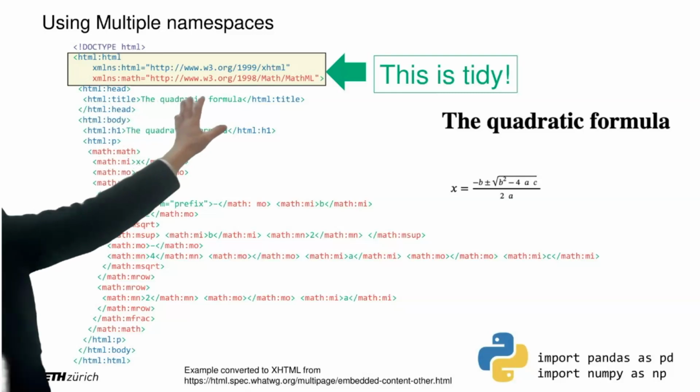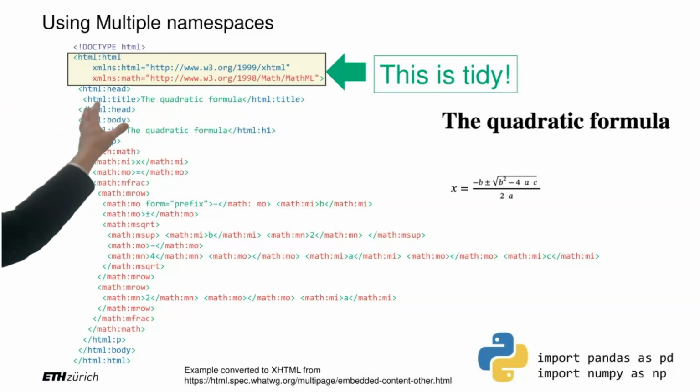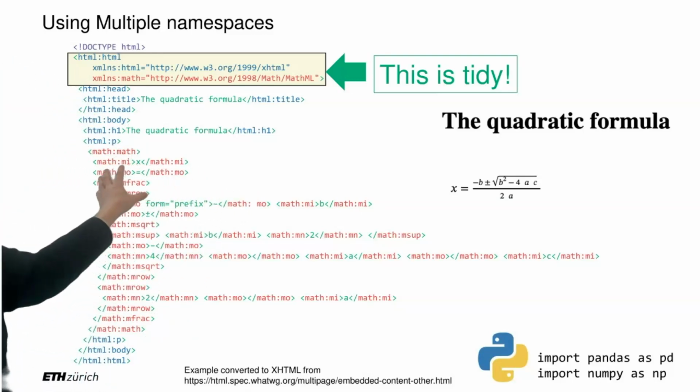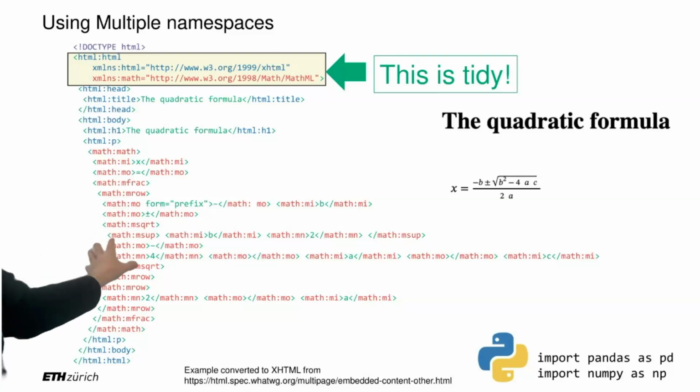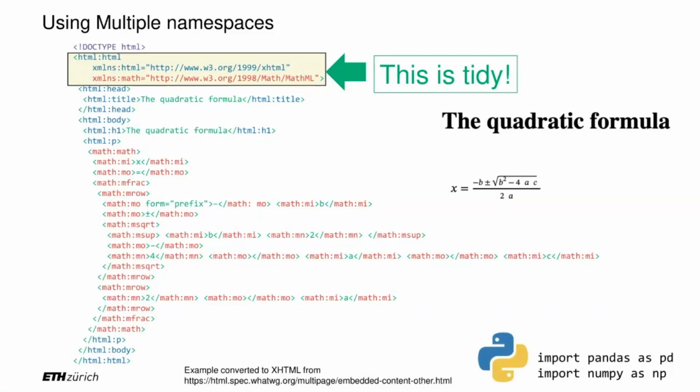And then I put in blue here all of the elements that are in my HTML namespace, here and at the end. And in the middle of my page, the elements that are in the math namespace that are all prefixed with math. Okay, who is with me?